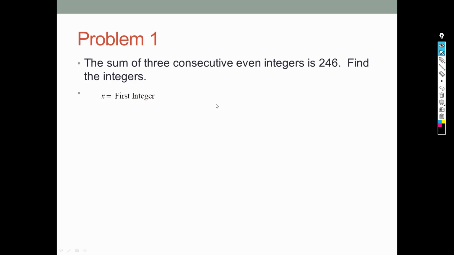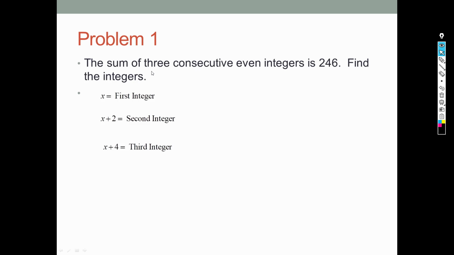Okay, then you have to say, okay, what would represent the second one if they're consecutive even? Well, it would have to be a number that's 2 larger than that one, right? So simply add 2 to that one. x plus 2 would be the second one, and then 2 more than that will give you the next one, or the third one. So this represents then the 3 integers.